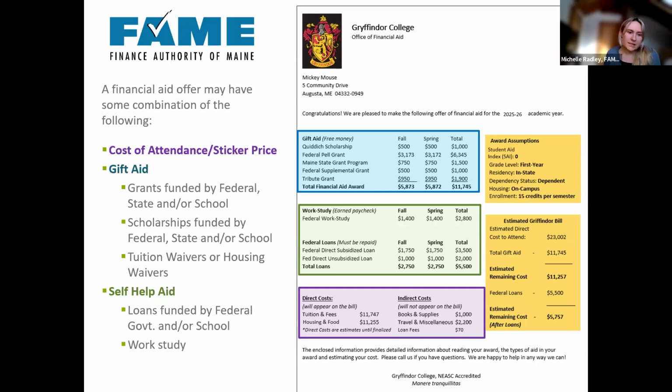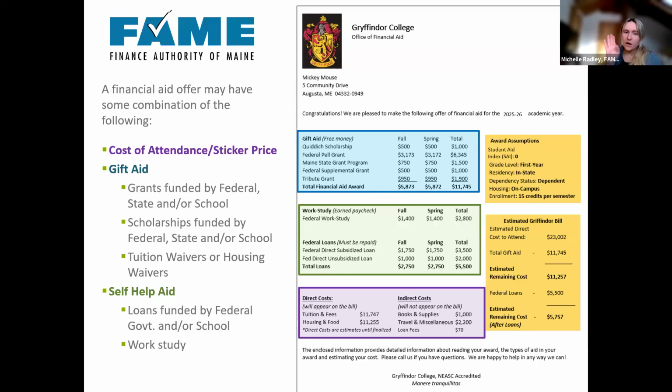So we'll also see things like tuition waivers under that grant aid. So maybe it's the foster tuition waiver program or something of the like. And then you'll see underneath the gift aid section there, we have what's called self-help aid. So those are any of those additional pieces, things that are like work study or even student loans. We'll talk a little bit more about work study as we move forward, but basically that's the earned paycheck piece.